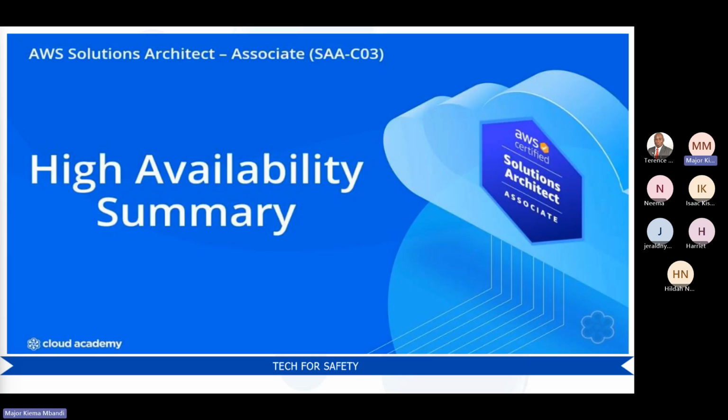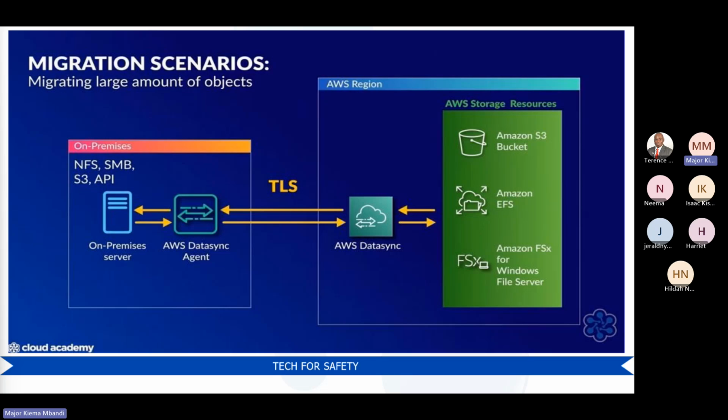So what is the summary of what we have learned? Migration. Migration of a large amount of objects from on-premise to an AWS region: you can use AWS DataSync. You need to install the DataSync agent on-premise, and the protocols that can be used on-premise are NFS, SMB, S3, and API. Of course, your migration is secured with TLS, so in case of any compromise, no one can read your data.